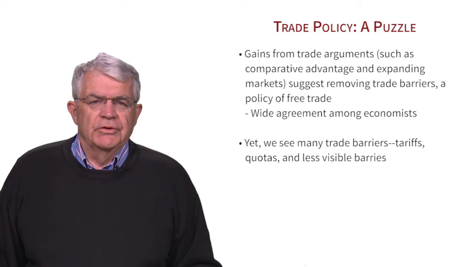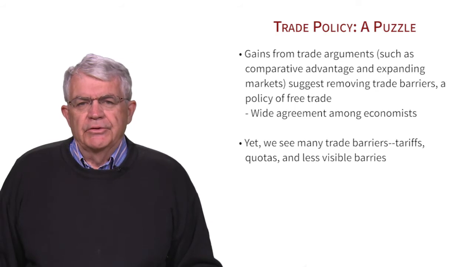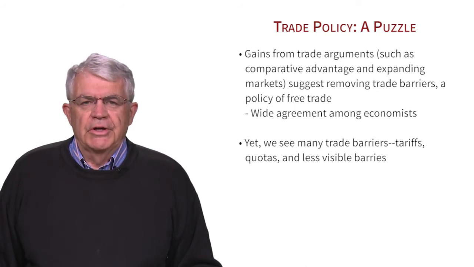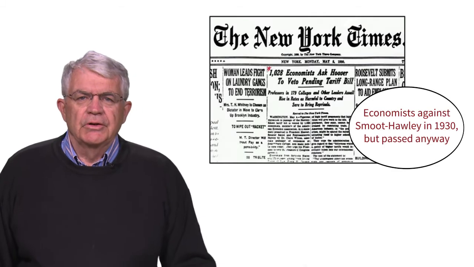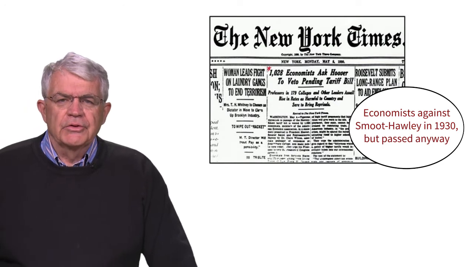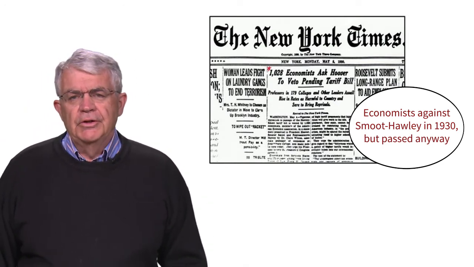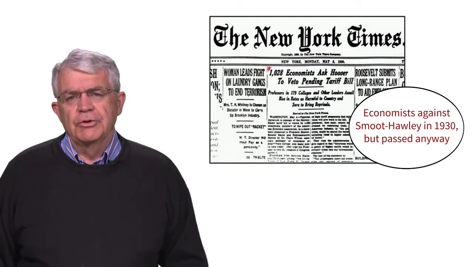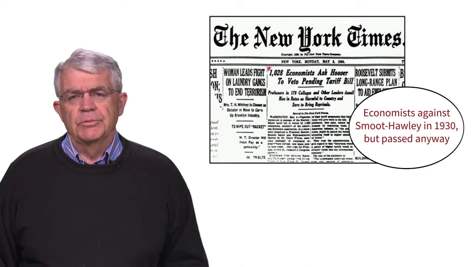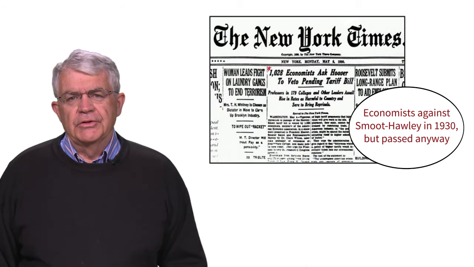There are tariffs, there are quotas, and there's also some less visible barriers that restrict imports and exports of goods to a country. One famous example of this occurred in the 1930s. A very high tariff was imposed on goods coming into the United States. It's called the Smoot-Hawley Tariff. Many economists think that the Smoot-Hawley Tariff made the Great Depression worse than otherwise would be. Other countries retaliated and put high tariffs in as well.